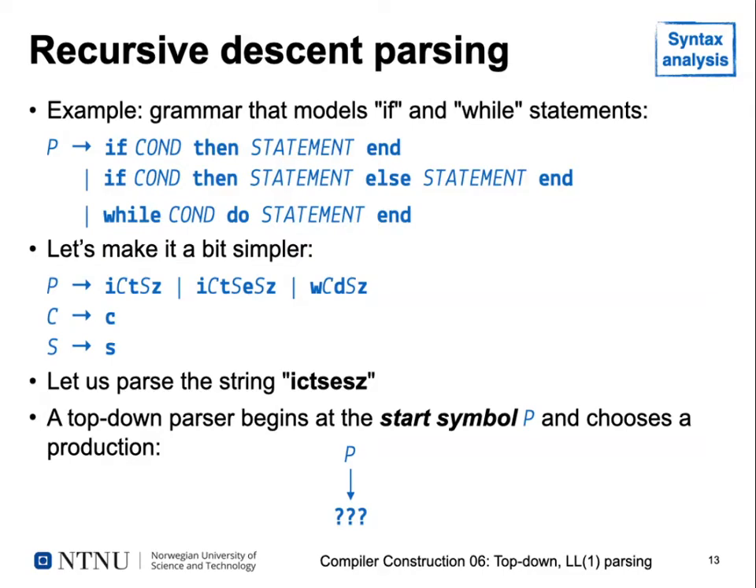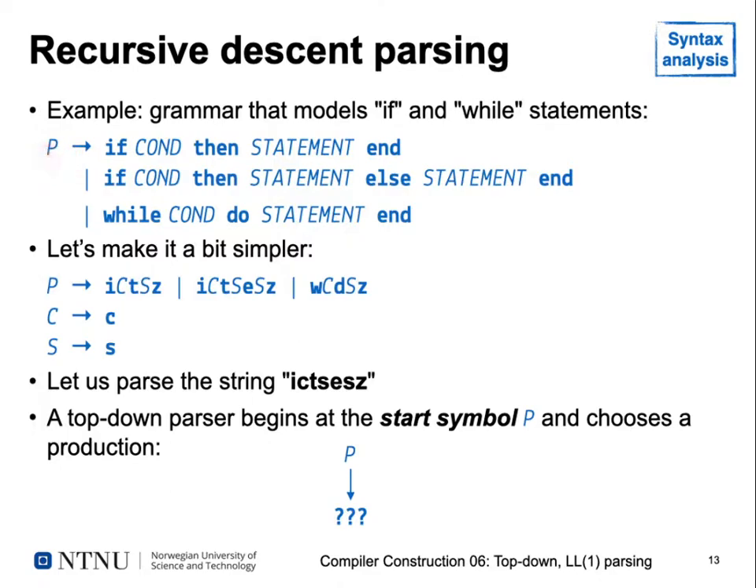So let's now take a look at how to really implement a parser. One of the first approaches to building parsers is what we describe here, the so-called recursive descent parsing. Let's take a look at an example for a simple grammar that is able to model control flow and loop statements in a hypothetical programming language, so if and while statements.